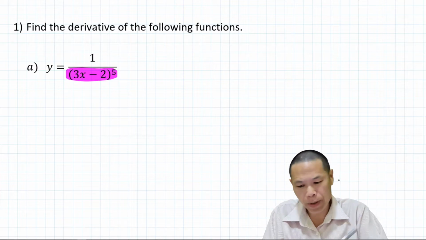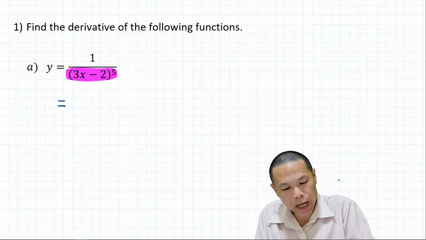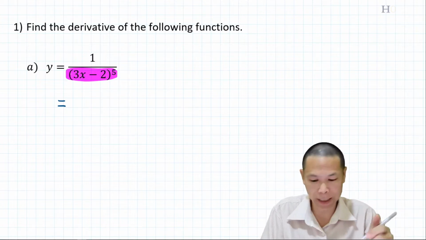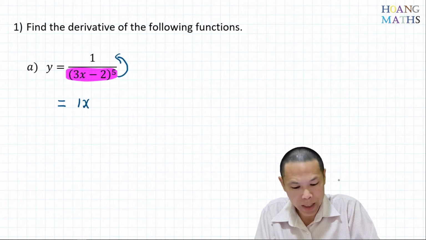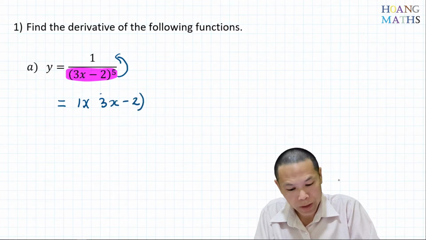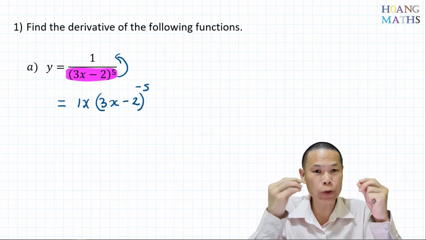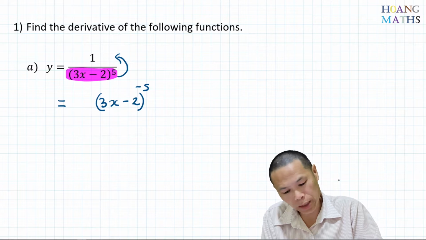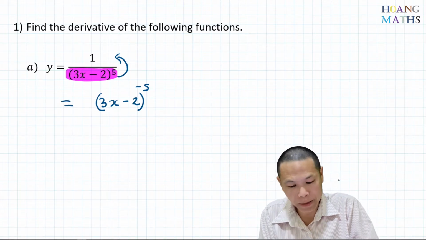So to bring this up, we write equals, and bringing that up becomes a negative index. The 1 stays the same, and it is equal to 1 times (3x minus 2) power negative 5. But 1 times anything equals itself, right? So we can just cross that out and just write equals. It makes it easier to see.